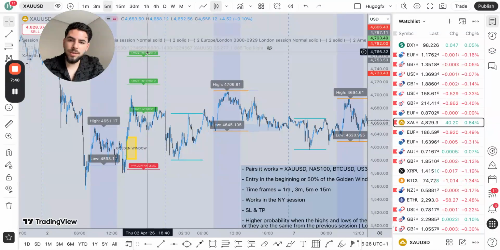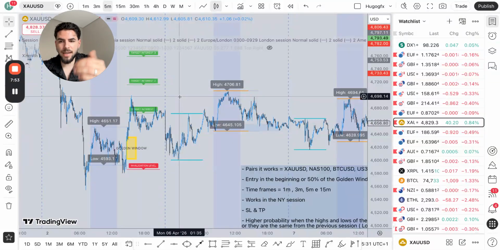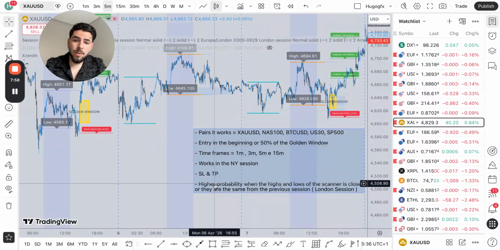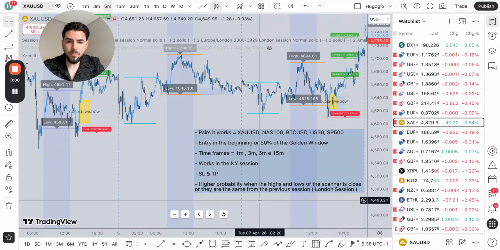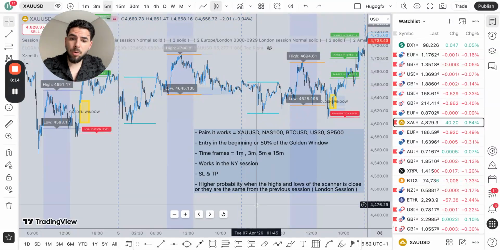Every time you guys see this layout presented in your TradingView, it means that the scanner is giving you guys a trade opportunity. Okay, one of the most important points here, a recommendation from me that will help you maximize the results and have better results using the scanner, is understanding this point here: higher probability when the highs and lows of the scanner are close or the same as the previous session.